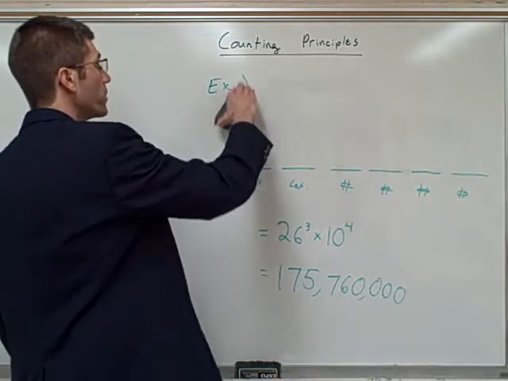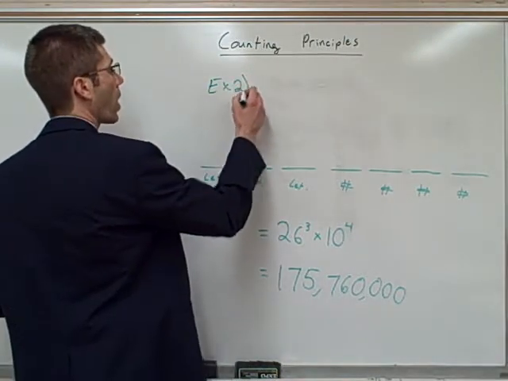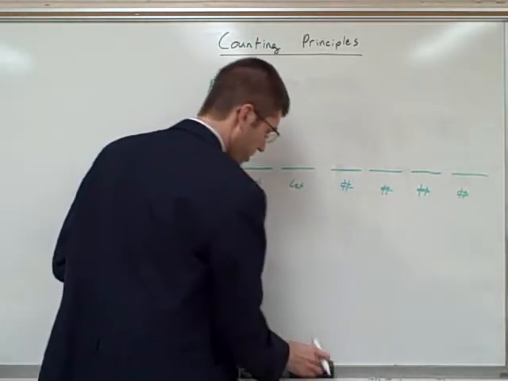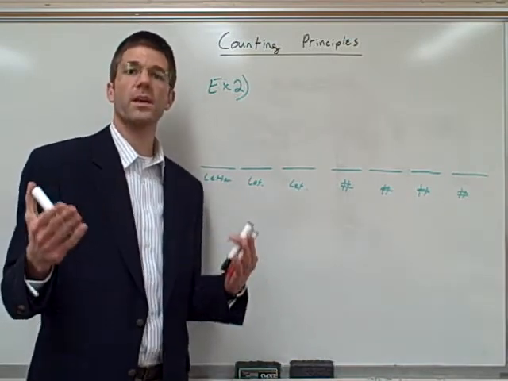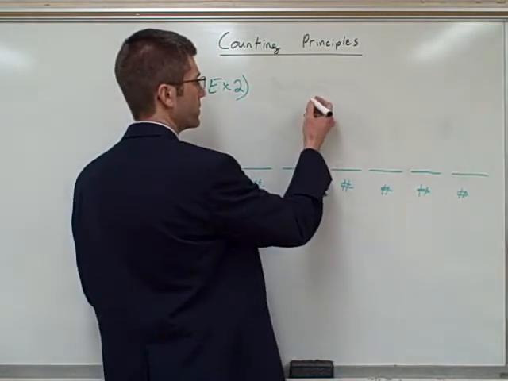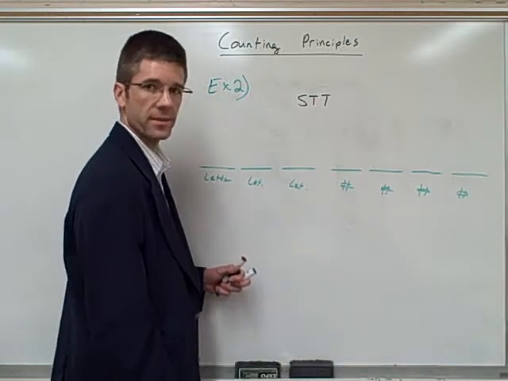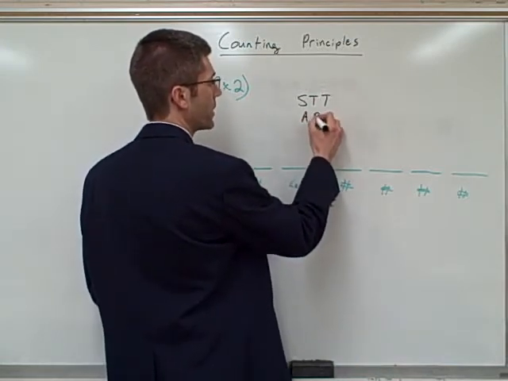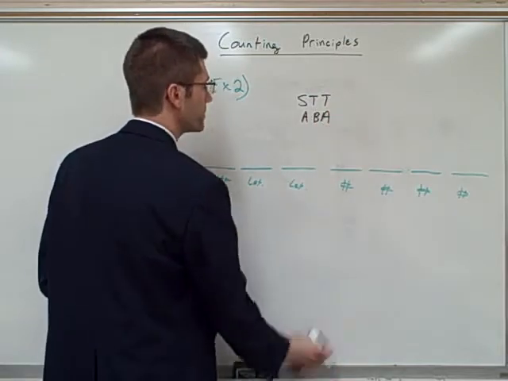Since example 2 is the same idea, we're going to keep the same format. We'll erase everything else though. But let's suppose that the Department of Motor Vehicles in North Carolina says that you cannot repeat a letter on a license plate. For example, your license plate couldn't be STT. You couldn't repeat a T. You couldn't have ABA. You can't repeat that A. All right.